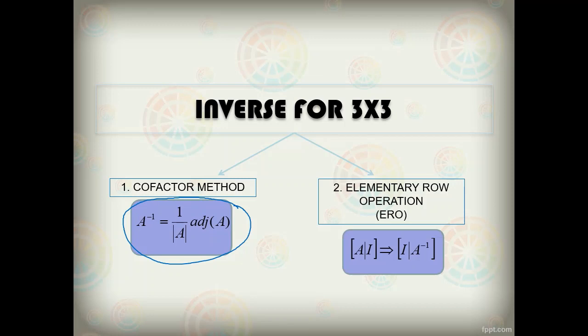The idea is transforming the augmented form of A with the identity matrix into the identity matrix with the inverse. So we look at this one by one. We go to the first method, which is the cofactor method, by applying this formula.